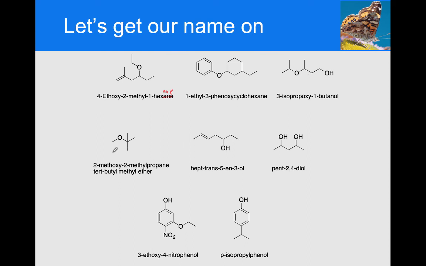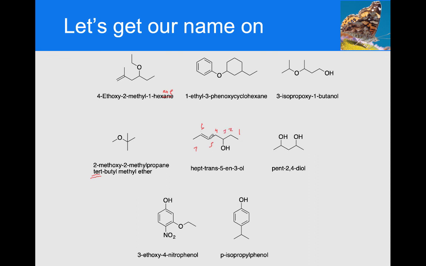This is a simple ether. So this could be tert-butyl methyl ether. Notice that when we alphabetize, we don't include the tert in there. This is a combination of an alcohol and an alkene. So we're going to number 1, 2, 3, 4, 5, 6, 7 because the alcohol takes precedence. So the alcohol is at 3, the alkene is at 5.